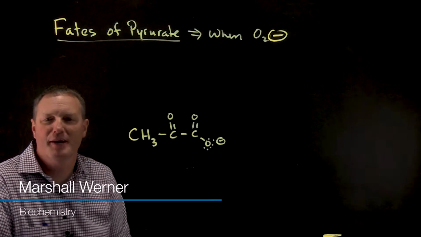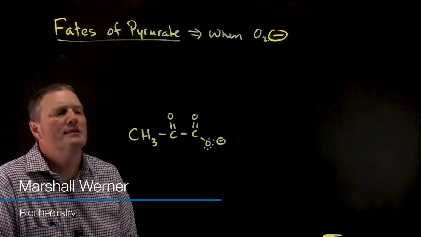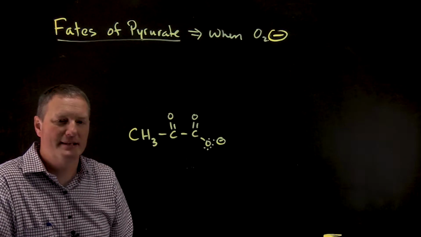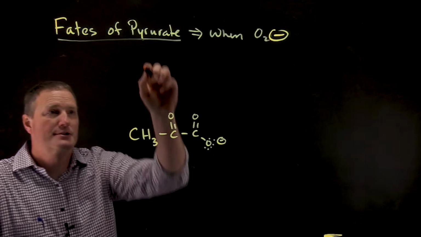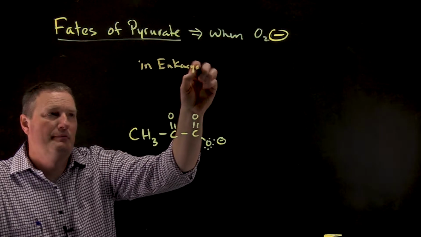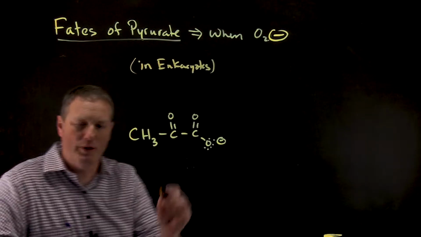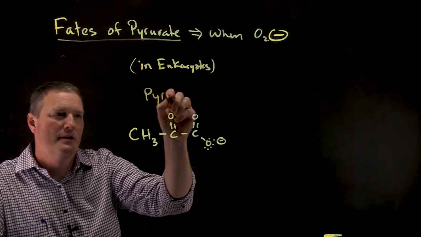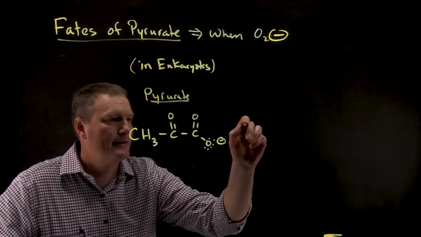All right, in this video, we're going to talk about the fates of pyruvate when oxygen is not present. So here again is the structure of pyruvate. And when oxygen is not present, let's look at what first happens in eukaryotes. Okay, so organisms such as humans. So ultimately what will happen is that pyruvate, let's just write the name here, is going to be converted into lactate.